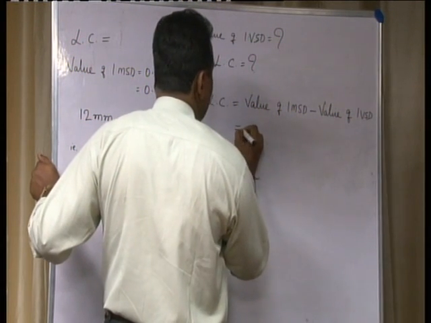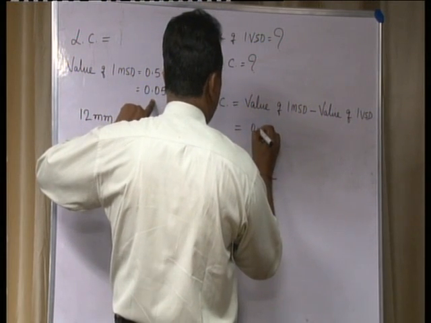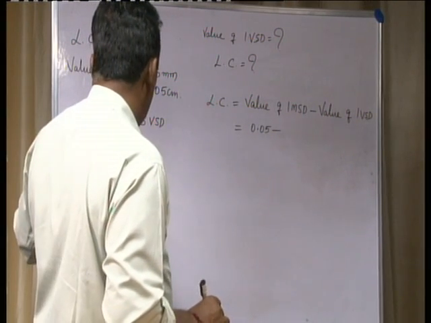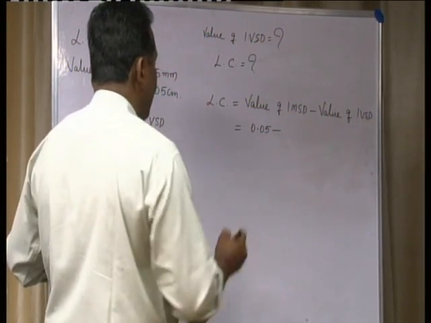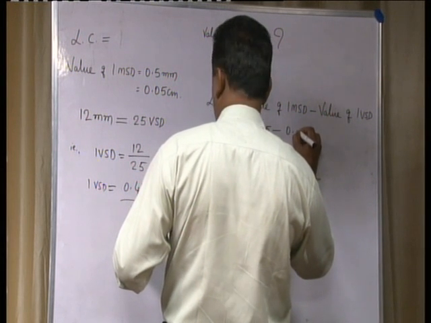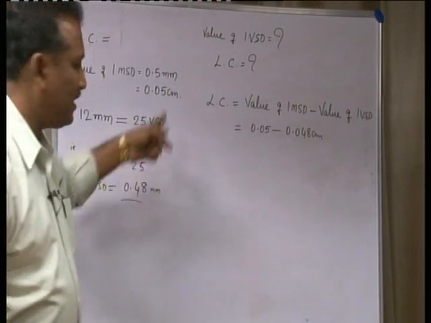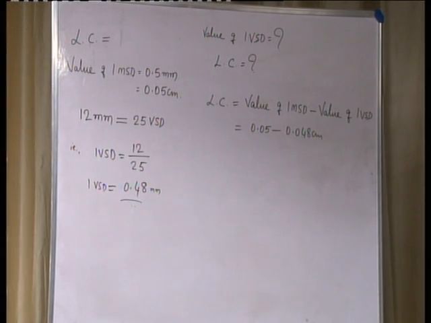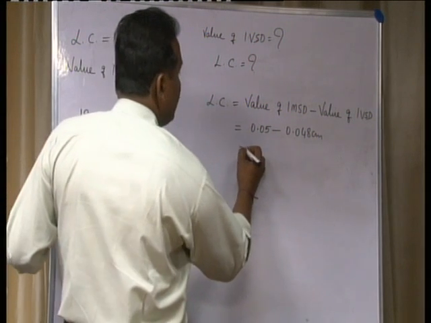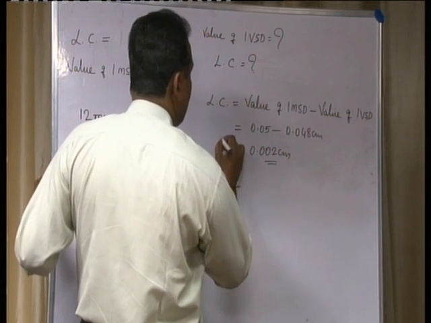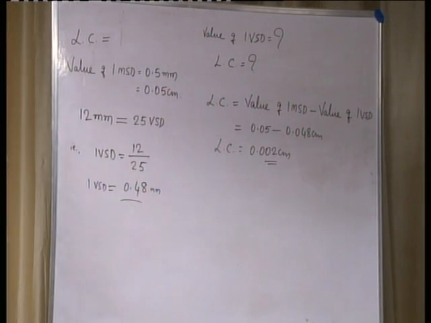What is the value of 1 MSD? It is given, it is 0.05 centimeter. Minus what is the value of 1 VSD? We found it 0.48 mm. So, you can rewrite this one as 0.048 centimeter, because this is in centimeter, that should also be in terms of centimeter. 0.048 centimeter and 0.05, then you can find the difference, it is 0.002 centimeter is the least count of the given vernier calipers.